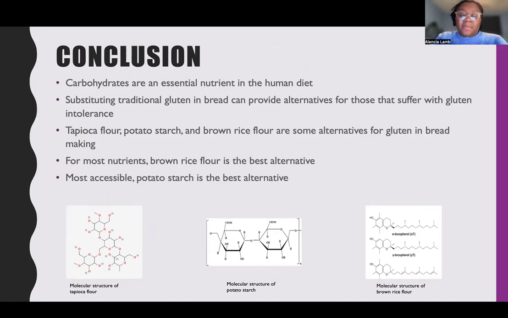So as seen at the bottom of the presentation, the picture to the left is the molecular structure of tapioca flour. The picture in the middle is the molecular structure of potato starch, and the image to the right is the molecular structure of brown rice flour.